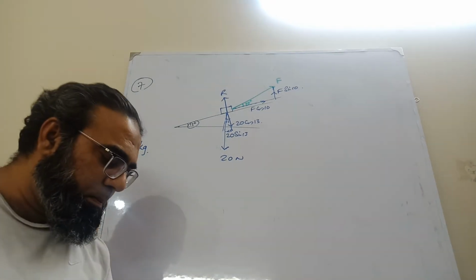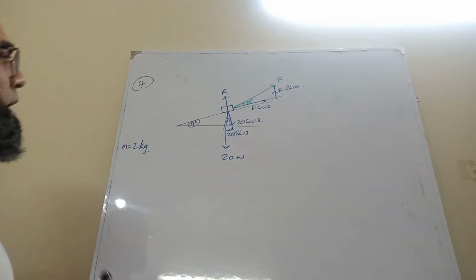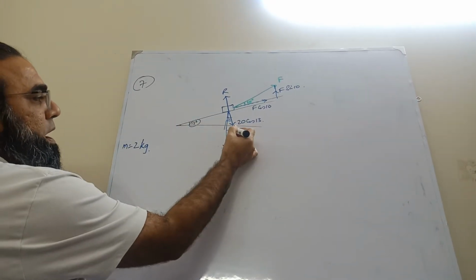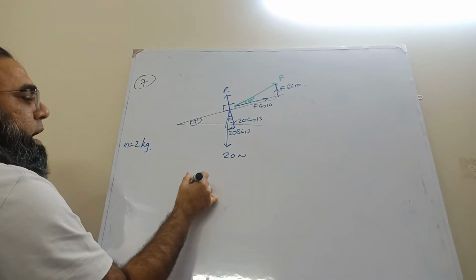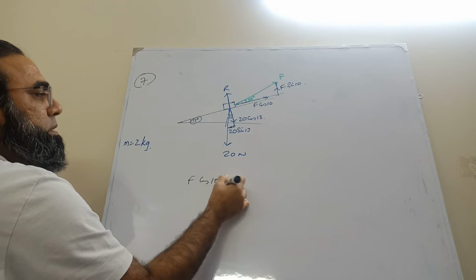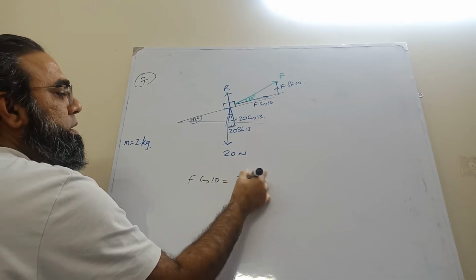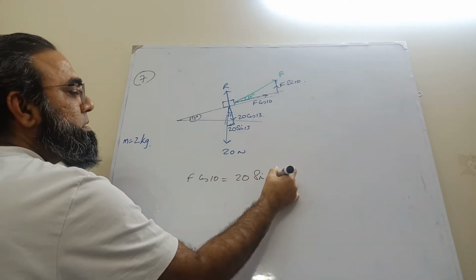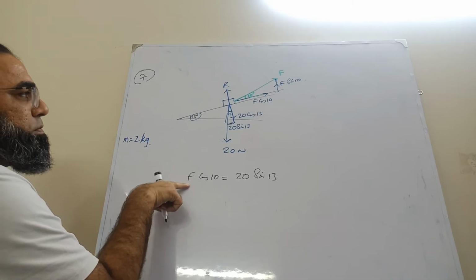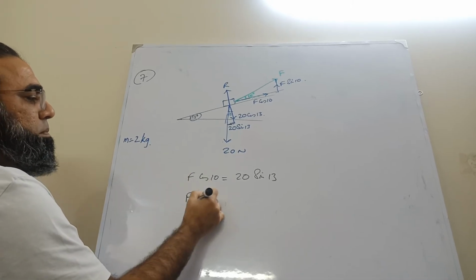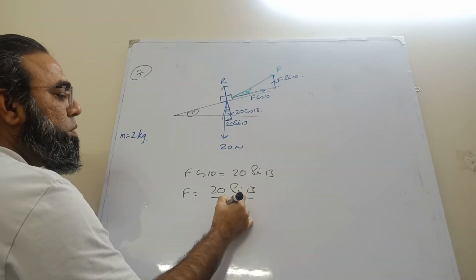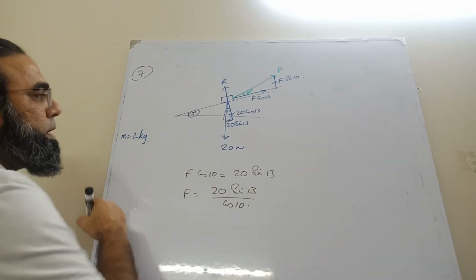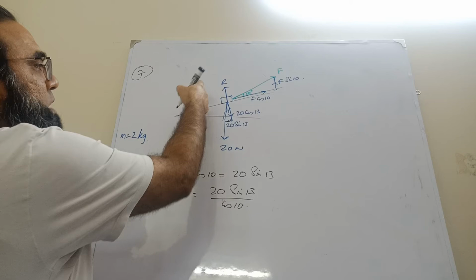So first of all, I should be allowed to write that this weight is being balanced by this upward force. So this F cos 10 is equal to 20 sin 13. You will get F from here. Your F will be 20 sin 13 over cos 10. Okay. And then we will find this R.